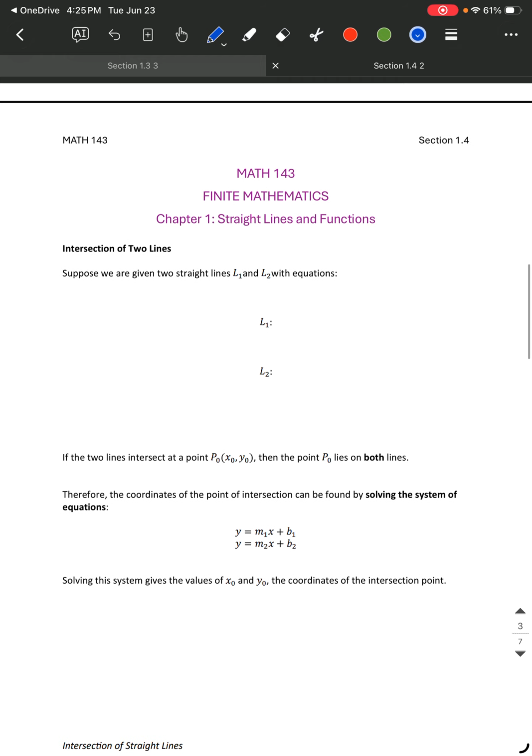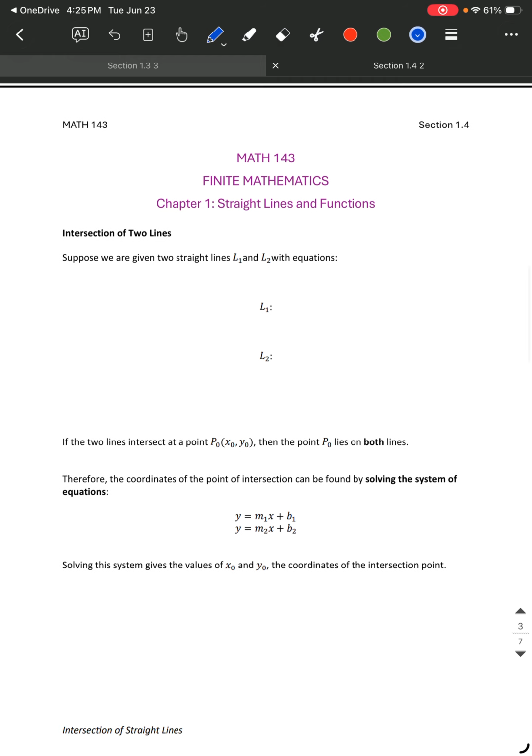Suppose we have two straight lines. If the two lines cross each other, that means they meet at exactly one point called the point of intersection. Since that point lies on both lines, its coordinates satisfy both equations simultaneously. Therefore, finding the intersection point means solving a system of two linear equations.